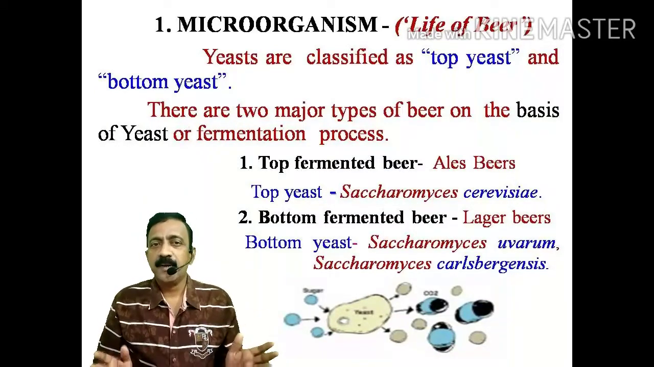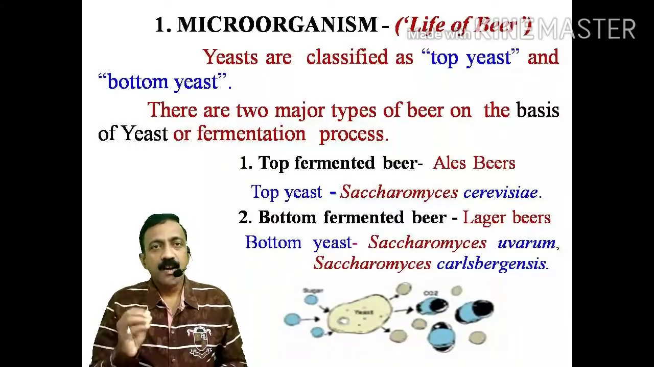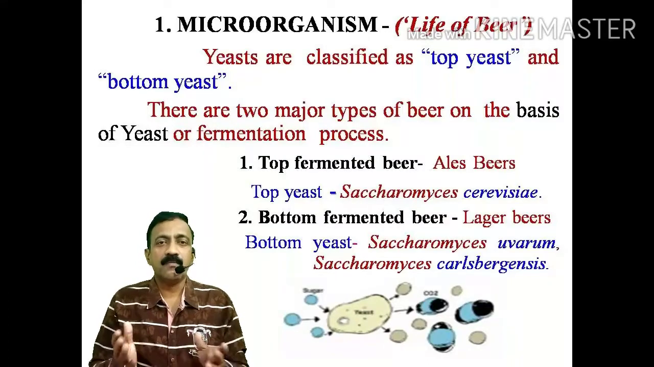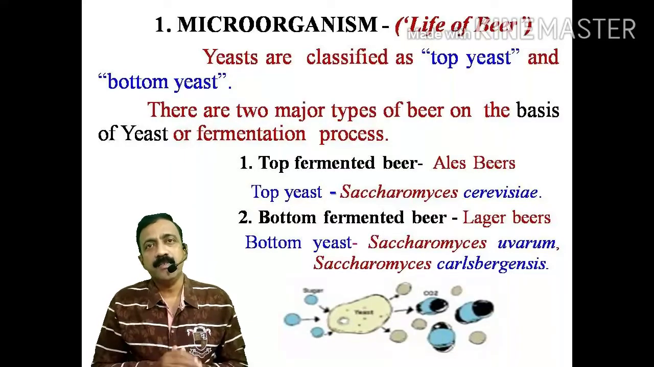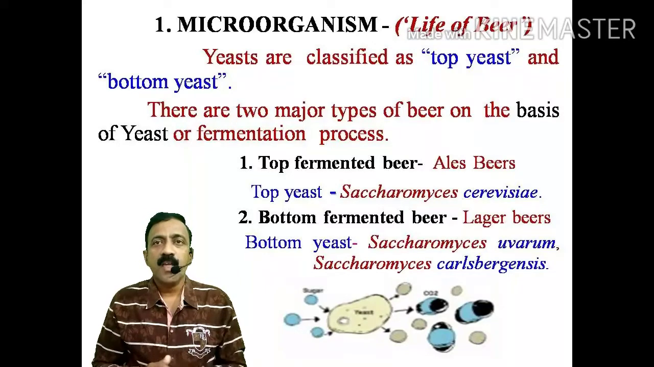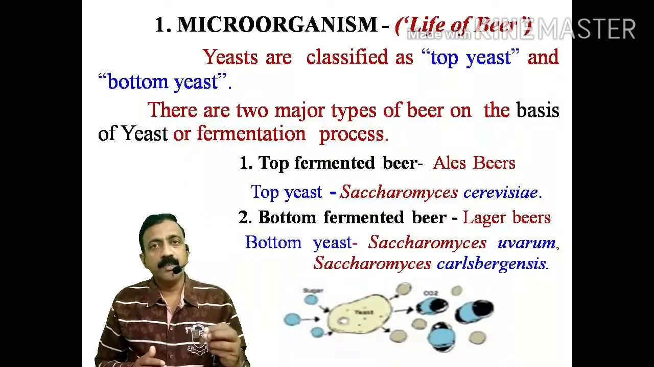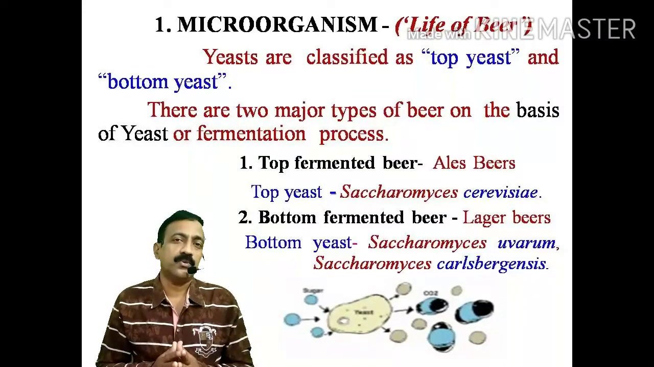The yeast are classified into two types: top yeast and bottom yeast. There are two major types of beer based on the types of yeast or the fermentation. The top fermented beer is called ale. The top yeast, Saccharomyces cerevisiae, is used. And bottom fermented beer is lager beer, in which bottom yeast, Saccharomyces carlsbergensis, is used.